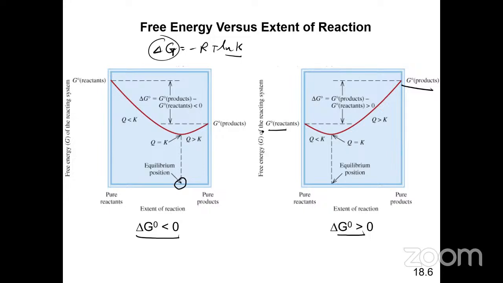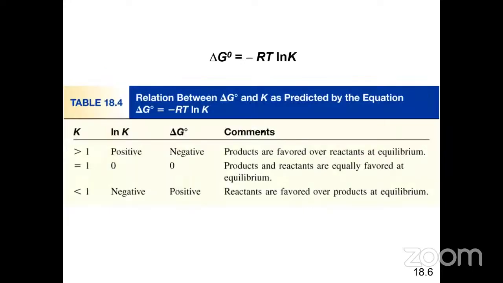No questions? Okay, so this is just a summary of the mathematical relationship between delta G and K, all right? So we're assuming that RT is constant. Well, R is definitely constant, and T can change, but let's assume that T is standard temperature, which is 25 degrees Celsius. So if K is greater than 1, that means that ln K will be positive. If ln K is positive, because of this negative sign, that means that delta G will be negative, which means that at equilibrium, the products will be favored over the reactants, all right? So that's what happens if the equilibrium constant is greater than 1.